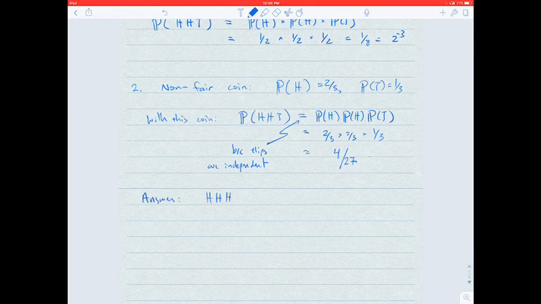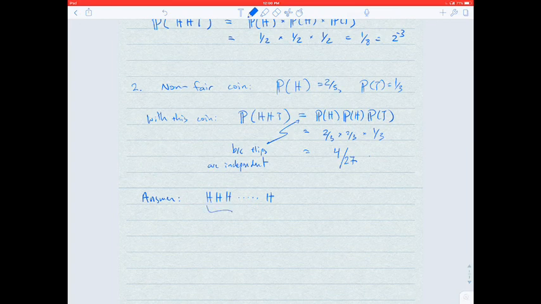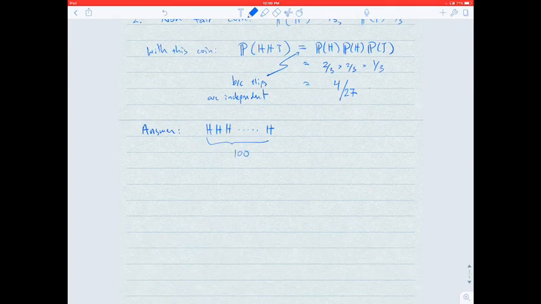Heads, heads, heads, 100 times. Okay, so why is this the correct solution? It seems a little bit confusing. Well, perhaps there's another solution. Perhaps there was a tails in there. Let's compute the probability of this sequence, which in fact will be the solution to the next problem.